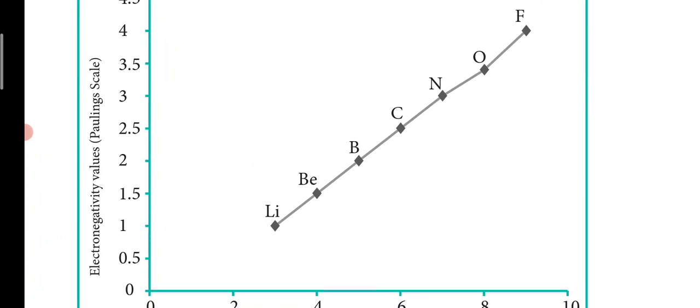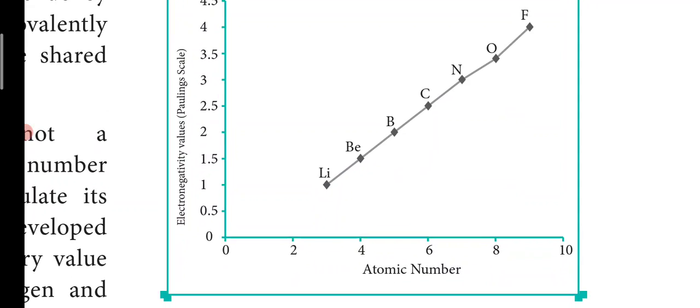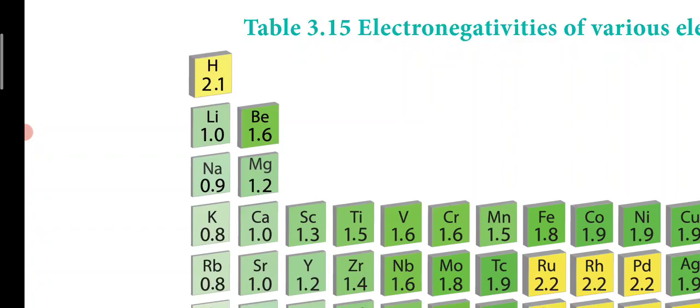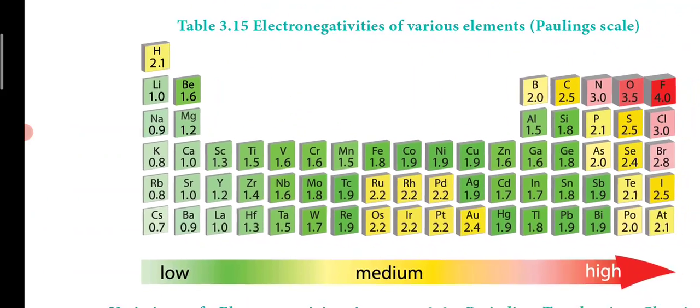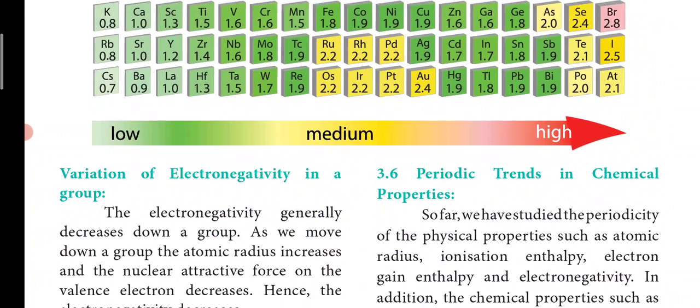If you can see here, the graph shows very clearly that along the period the electronegativity is increasing. Now moving on, electronegativity goes from the left side of the periodic table to the right side. On the left side it is low, in between, the yellow colors are having medium values, and on the right side the increased values of elements are present.